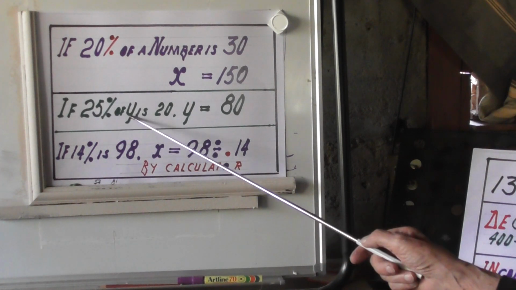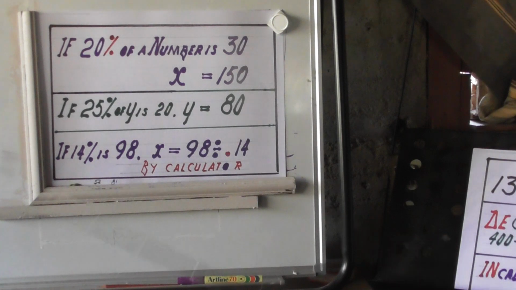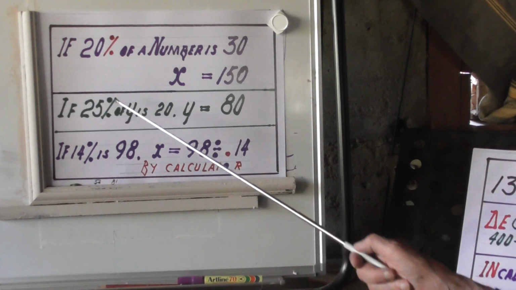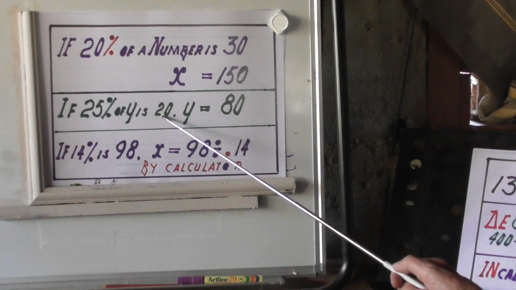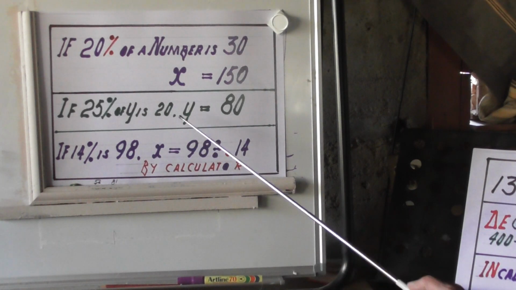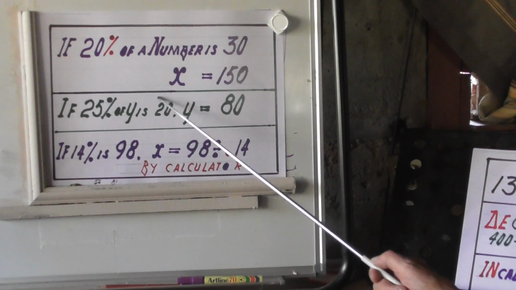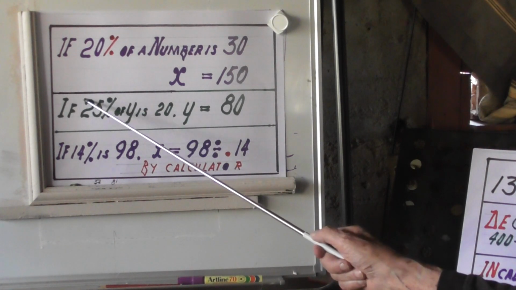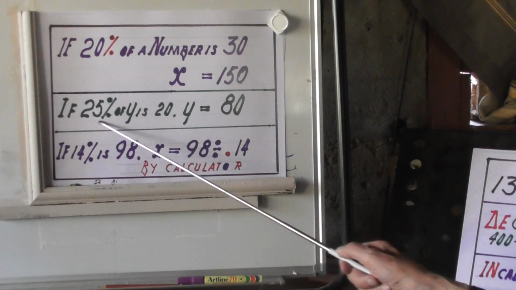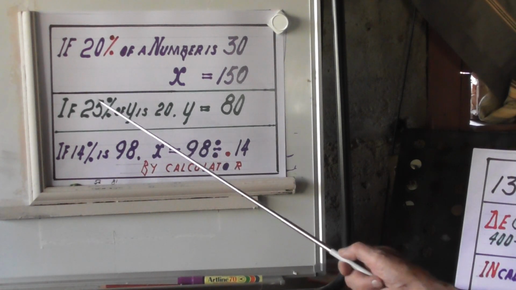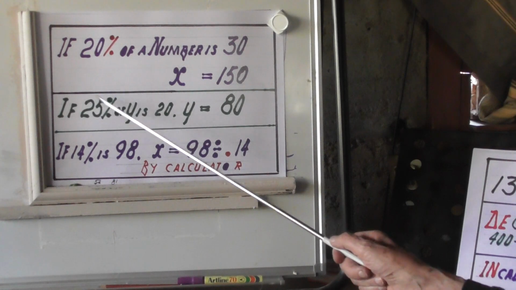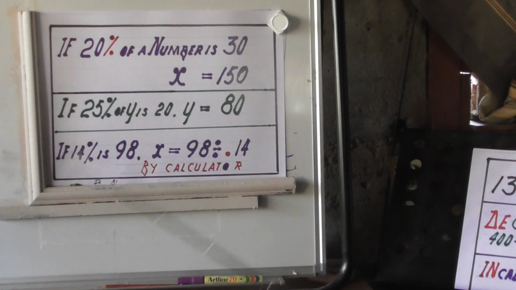If 25% of a number is 20, we could say that if a quarter of a number is 20, then the number itself is 80, 4 times. Because this is a quarter of the whole number. So the whole number is 100%, is 4 times 20, is 80.